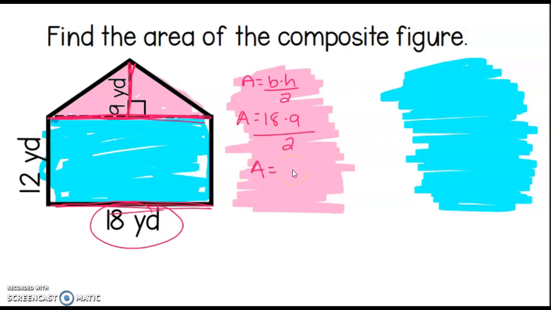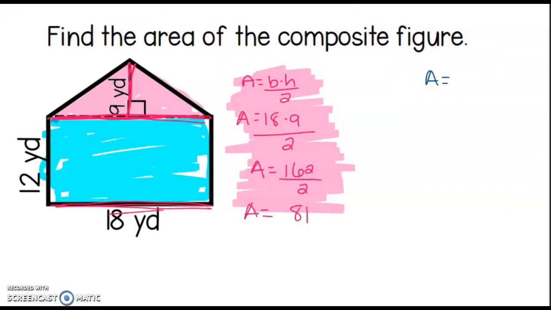So my area is 18 times 9, which is 162, divided by 2. And 162 divided by 2 is 81. So my triangle has an area of 81. Now let's go ahead and find the rectangle. The rectangle is the easier one to find. The area of a rectangle is just base times height, or length times width.